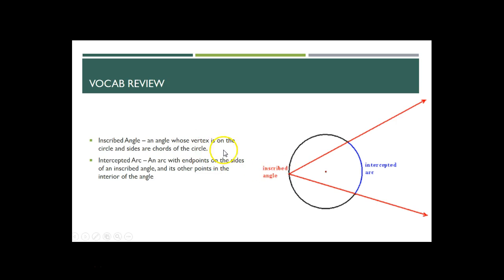Vocabulary review really fast. Remember, an inscribed angle is an angle whose vertex is on the circle and its sides are chords of the circle. So this angle right here is an inscribed angle. Inscribed angles create intercepted arcs. Intercepted arcs are essentially the arc that you'll find on the circle when you follow those chords to the other side. So the blue arc here is an intercepted arc.